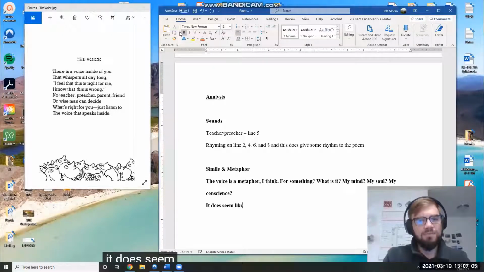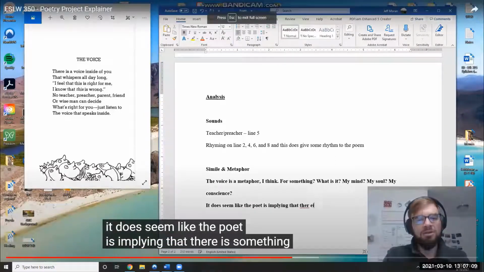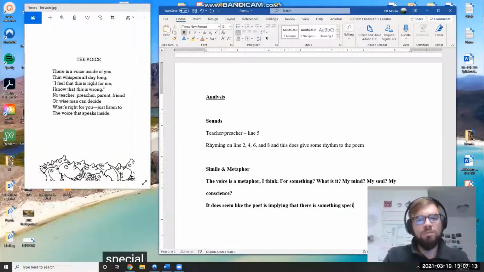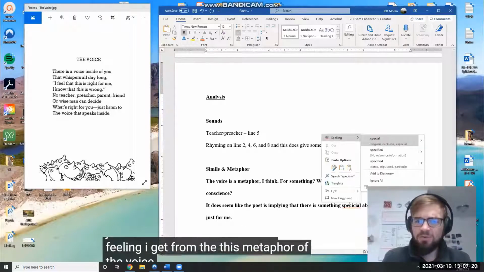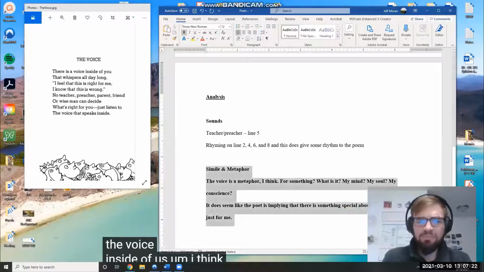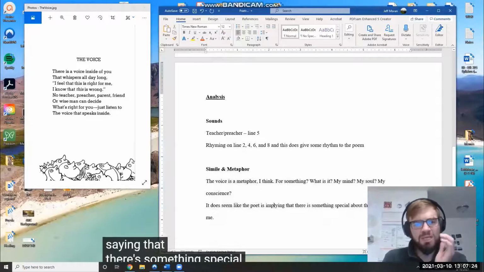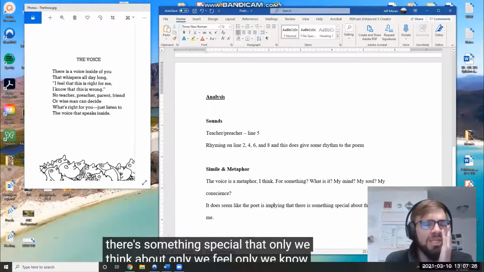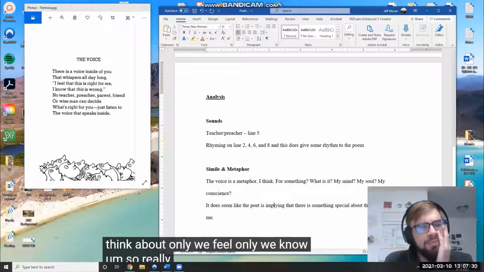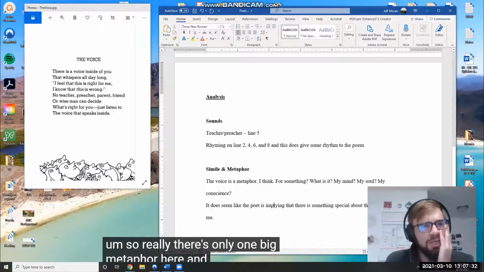It does seem like the poet is implying that there is something special about this one voice, just for me. I think that's another feeling I get from this metaphor of the voice inside of us. I think he's sort of saying that there's something special that only we think about, only we feel, only we know. So really, there's only one big metaphor here.